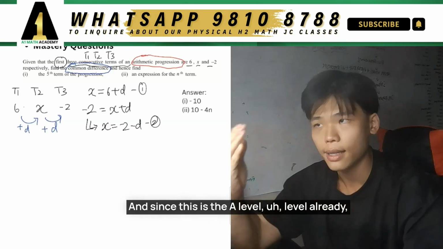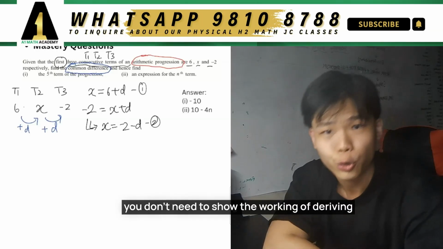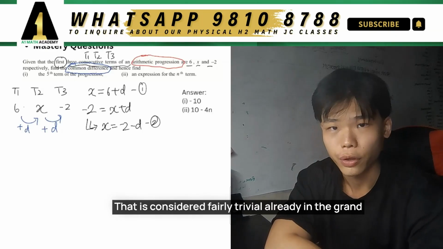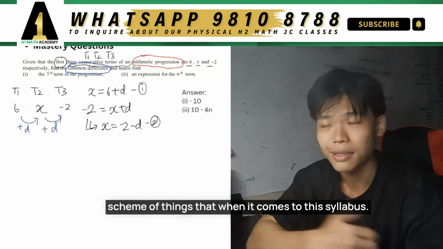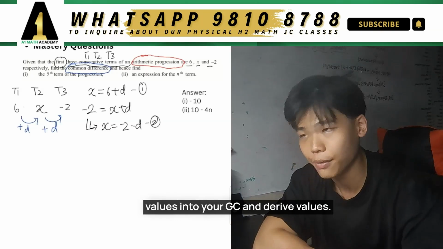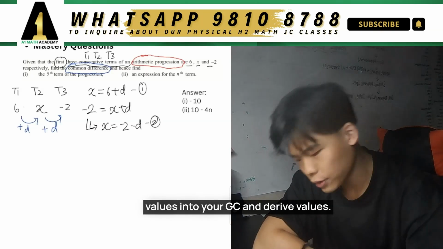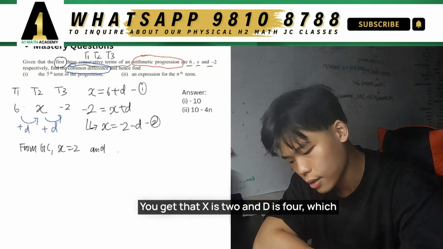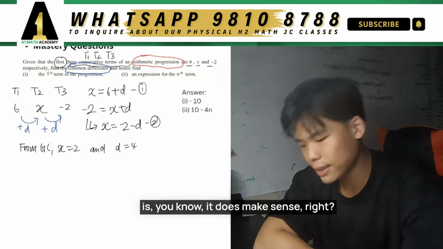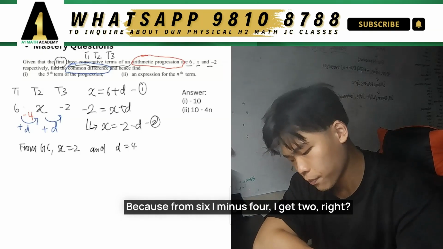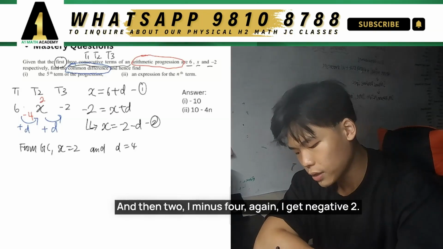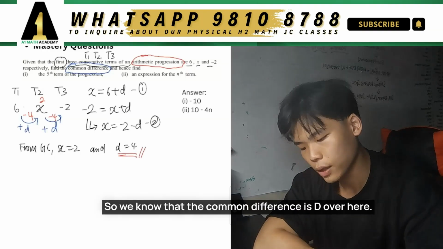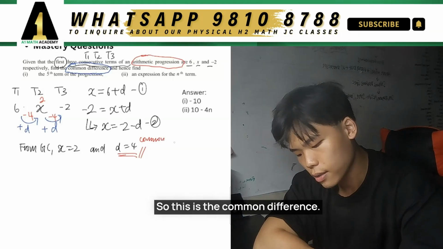Since this is A level already, you don't need to show the working for solving a simultaneous equation. That is considered fairly trivial in the grand scheme of this syllabus. So you can just plug the values into your GC and derive the values. From GC, you get that x is 2 and d is negative 4, which does make sense, because from 6, I minus 4, I get 2, and then from 2, I minus 4 again, I get negative 2. So the common difference is d over here.